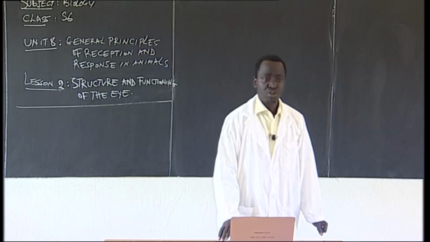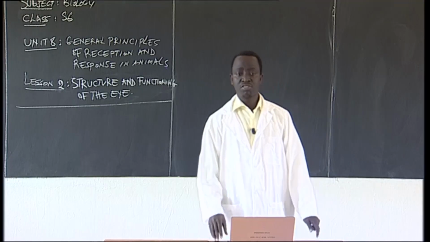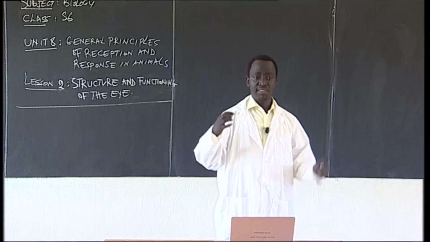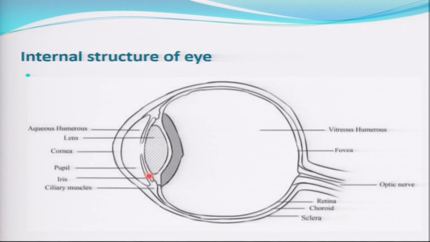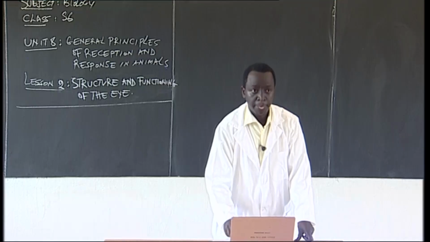So we have now what you call suspensory ligaments. Suspensory ligaments are a tissue that attaches the edge of the lens to the ciliary muscles. They are here on this diagram. They are around here. They also help to maintain the lens in a good position.